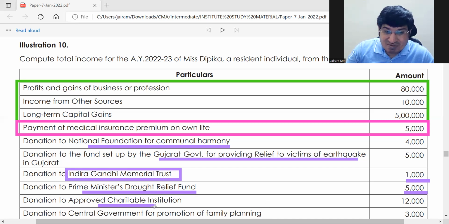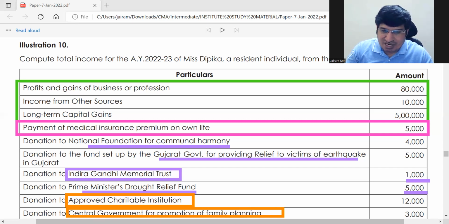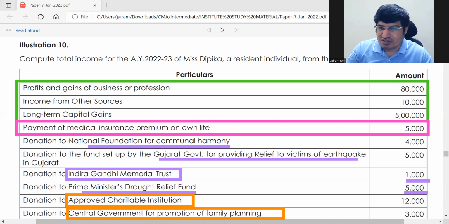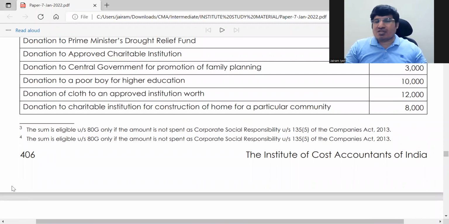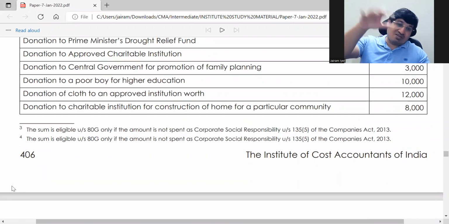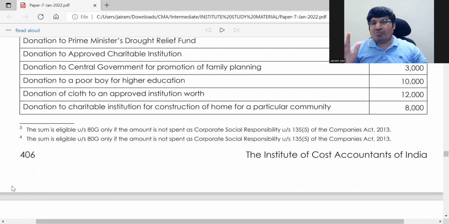Approved charitable, we had seen, it was in category B. The charity point that came earlier, correct? Approved charitable institution, that is category B. So in orange I am putting family planning, donation to central government for family planning, category B, but 100%. Okay, this category B, this one is 50%. Okay? Once you see it you will understand. So problems will not be very tough, because there is lots of detailing in this, right? The problems will not be very tough.